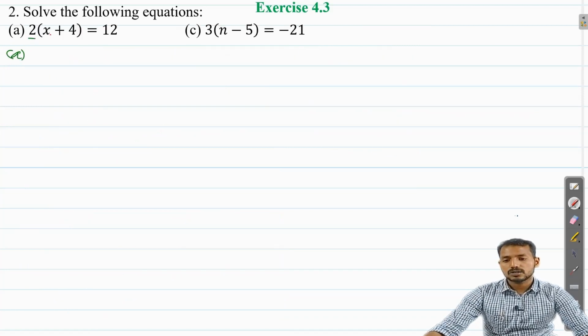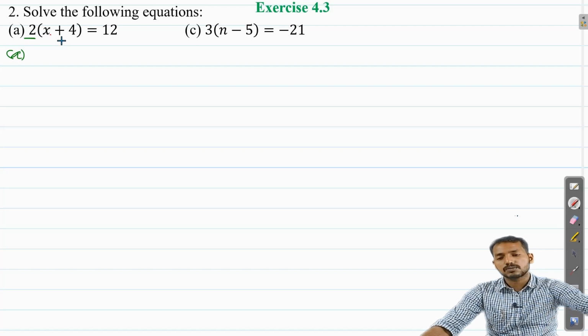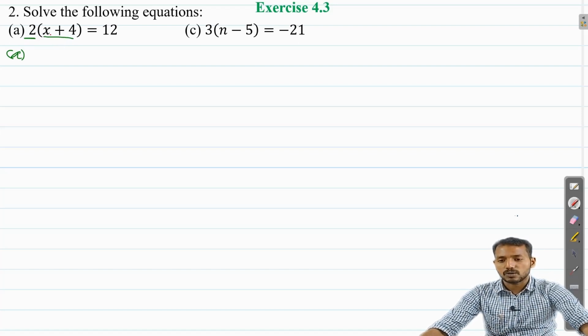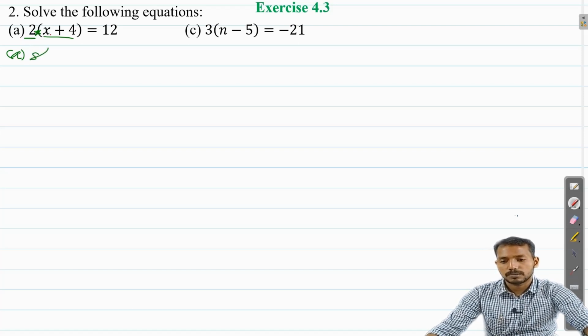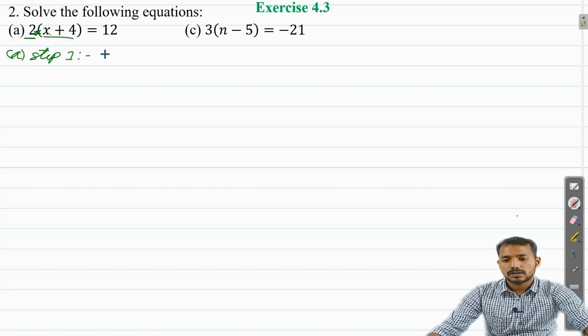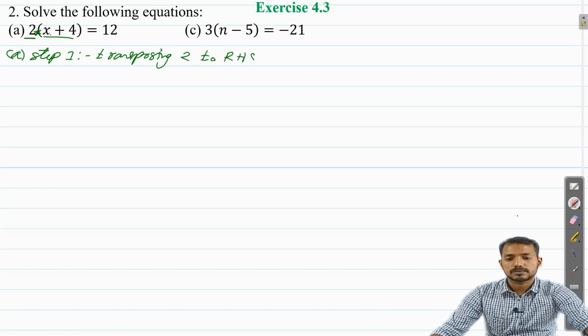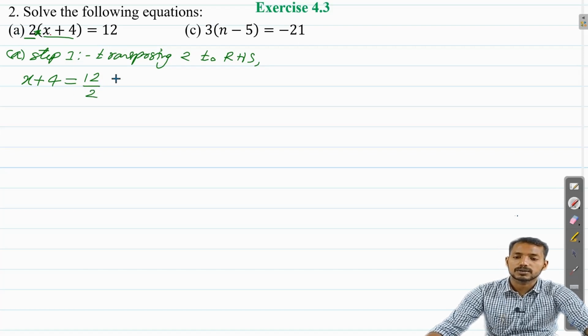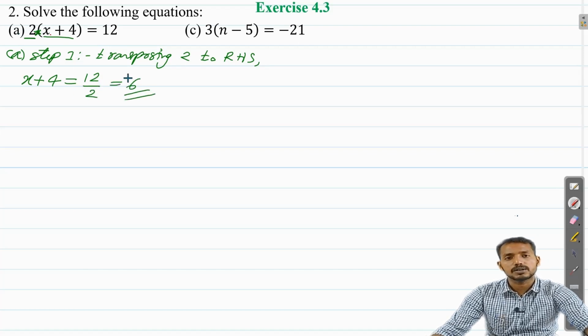Option A. Here this 2 is outside the bracket. So first this 2 should be separated from this term which consists of the variable, that is x plus 4. So this is actually 2 into bracket, which indicates multiplication. So what we need to do? Transpose in step 1. Transposing 2 to RHS. We will get x plus 4 which is equal to 12. This multiplied by 2 will be changed to divided by 2, which is equal to 6. 12 divided by 2 is equal to 6.